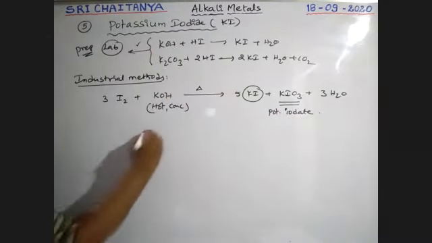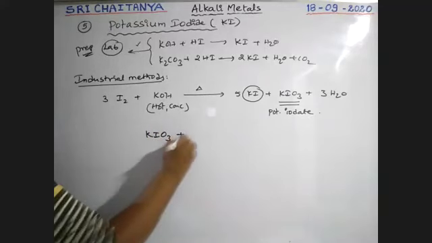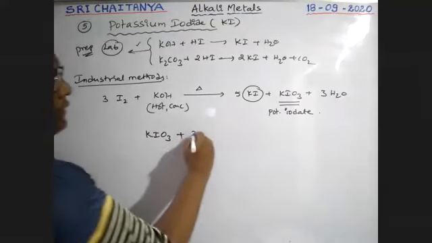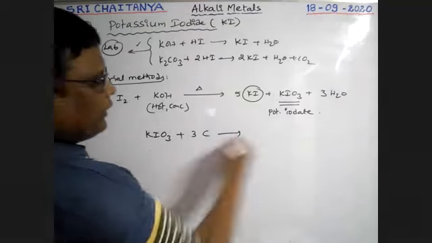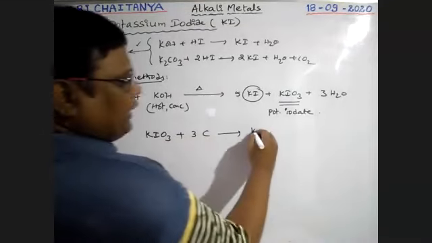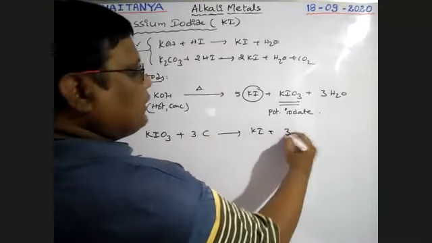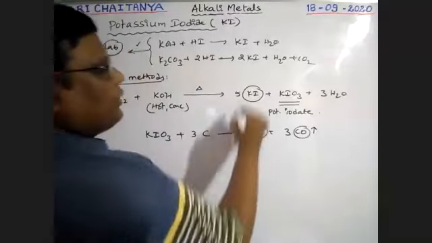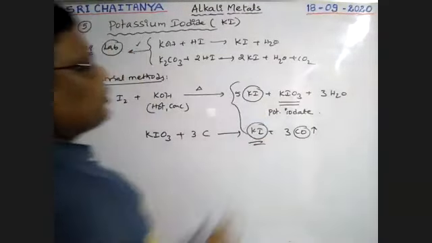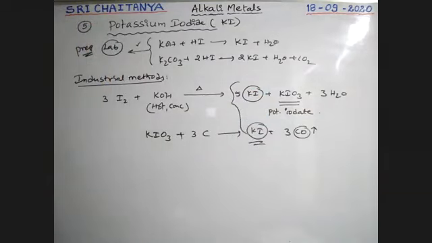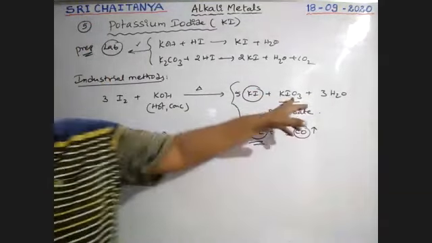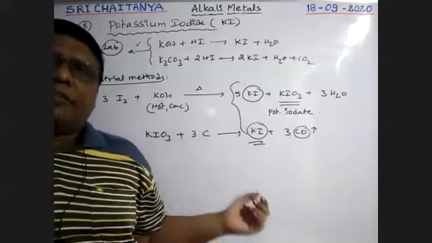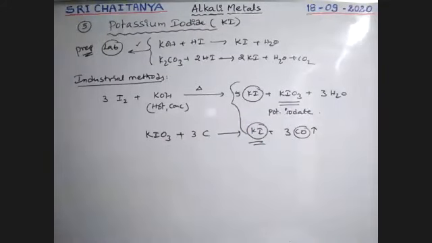That potassium iodide, together with KIO3, further reacts with coke powder, that gives KI plus 3CO as the products. Carbon monoxide goes out, KI is formed. So this is the way to prepare potassium iodide industrially. That means this is very useful to prepare further KI. That's why don't discard that.